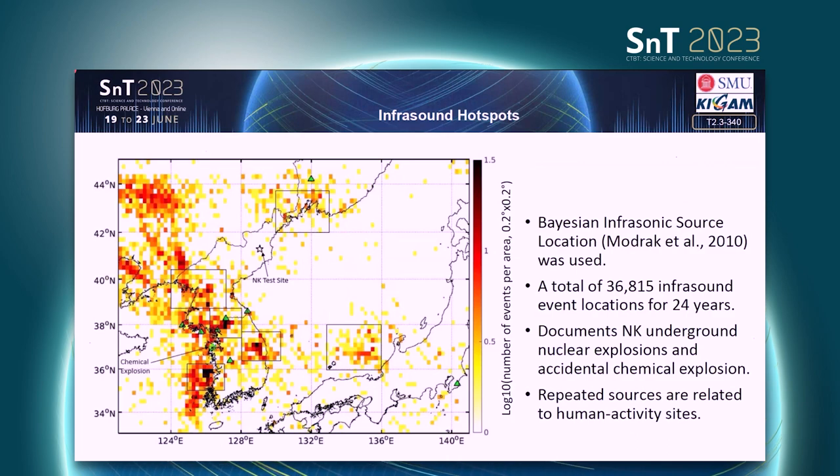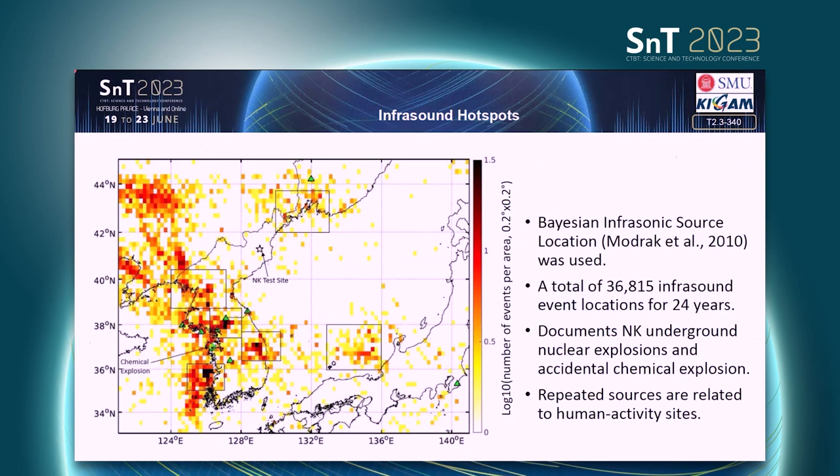We also had very good ground truth information from North Korea. We successfully documented the 5 North Korean underground nuclear explosions, but the very first explosion in 2006 we couldn't document because of the smaller size of the explosion itself. The other good point is that we can use this for forensic seismology and infrasound study. Recently, we had a really big chemical explosion accident in the Korean Peninsula, and we also successfully documented its detection and location from our automatic procedure.